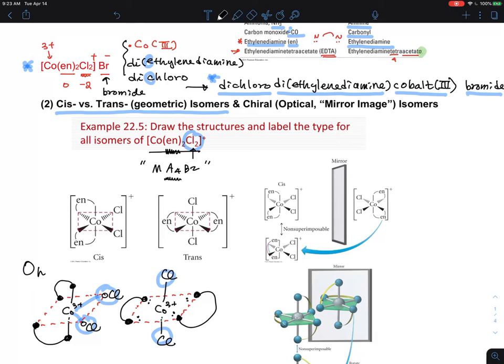cobalt. Oh, okay, so I have to go up. Cobalt showing up in the middle. So they essentially give out these lone pairs, making an effort to neutralize the central metal complex ion.